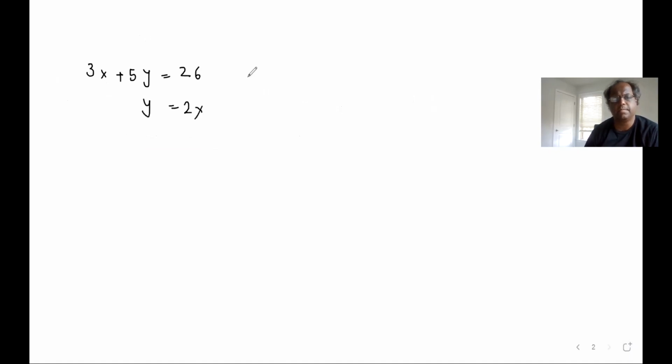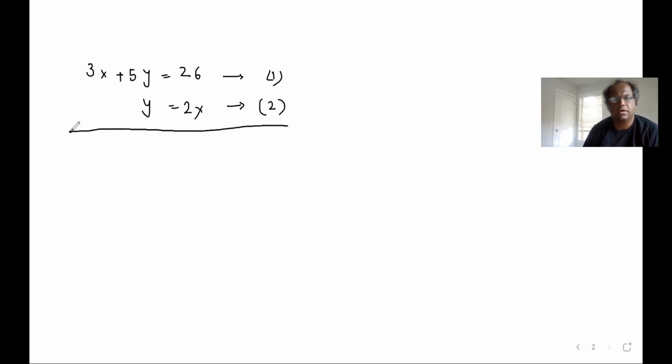3x plus 5y is equal to 26 and y is equal to 2x. Okay. I always have a habit of labeling the equations. It is not mandatory, but it becomes very handy if, let's say, you make a mistake somewhere, it will be easier to trace the error. But up to you. Okay.